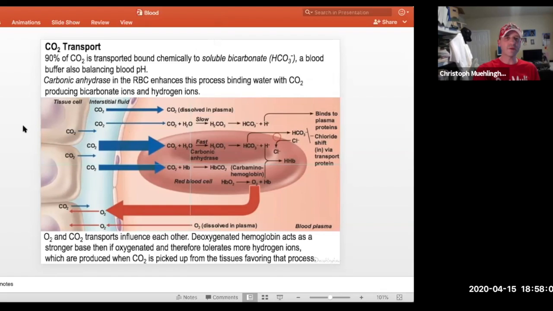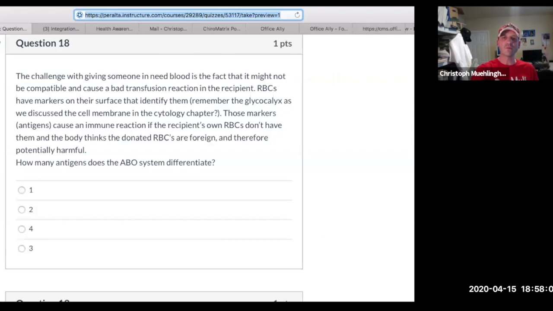All right, anyway, next question is about giving blood and the fact that your blood might not be compatible and we get a bad blood transfusion reaction, which could kill somebody. And so that's very important. RBCs, red blood cells, have markers on the surface that identify them. And we can go back to the cell chapter in the glycocalyx. Those are some of those markers. It has to do with the immune system.